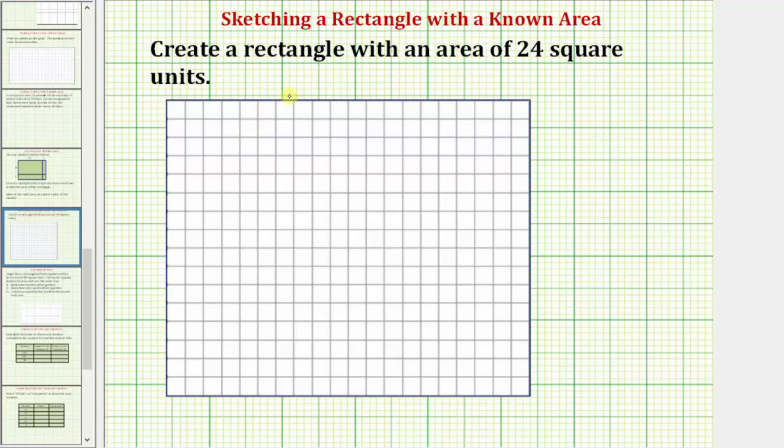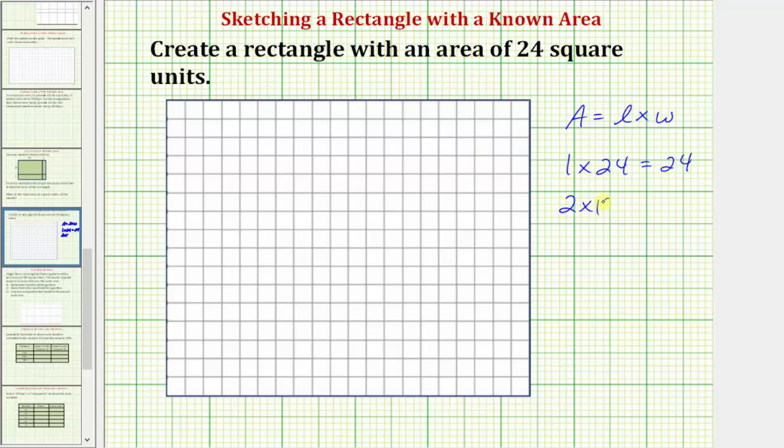In this question, we're asked to create a rectangle with an area of 24 square units. And because the area of a rectangle is equal to length times width, if we can determine two numbers that give us a product of 24, this will give us the dimensions of a rectangle that has an area of 24 square units. For example, because 1 times 24 is equal to 24, a 1 unit by 24 unit rectangle would have an area of 24 square units.